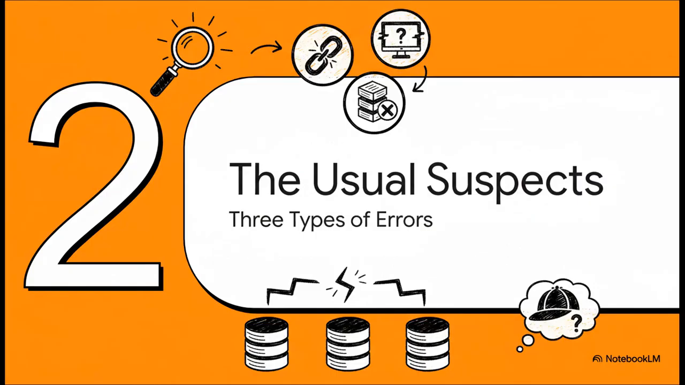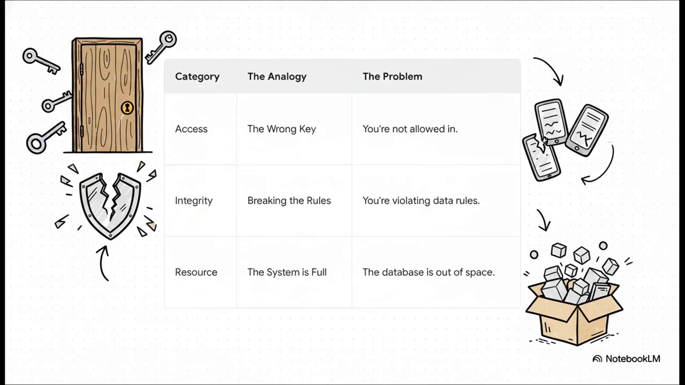So while different systems have their own ways of classifying how bad things are, most errors you'll actually run into fall into just 3 main families. And if you understand these, you'll be able to diagnose problems so much faster, no matter what database you're working with. And here they are: access, integrity, and resource errors. The analogies here make it super simple. An access error, that's like trying to open a door with the wrong key. An integrity error, that's like breaking a fundamental rule of the house. And a resource error, well, that's when the house is just plain full.